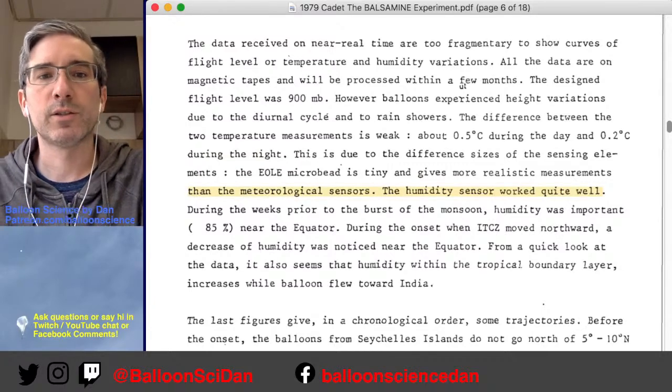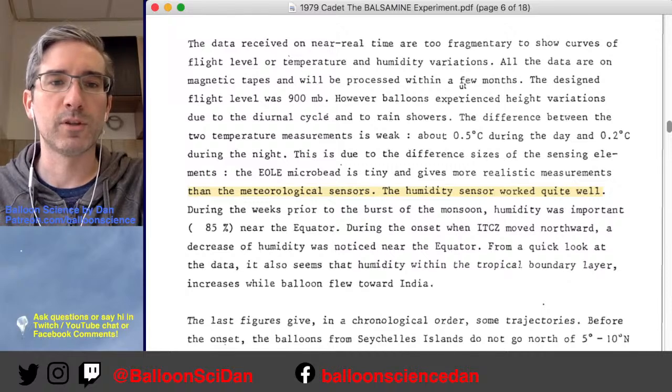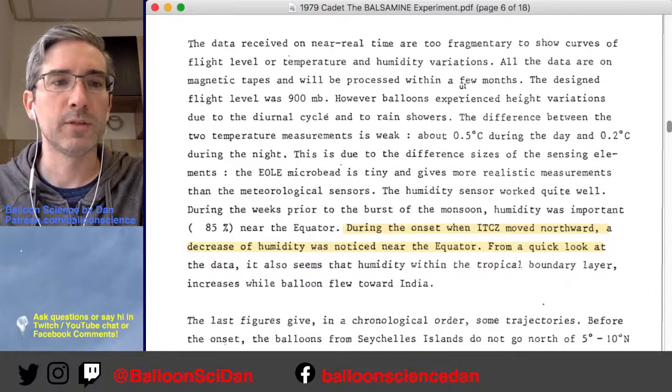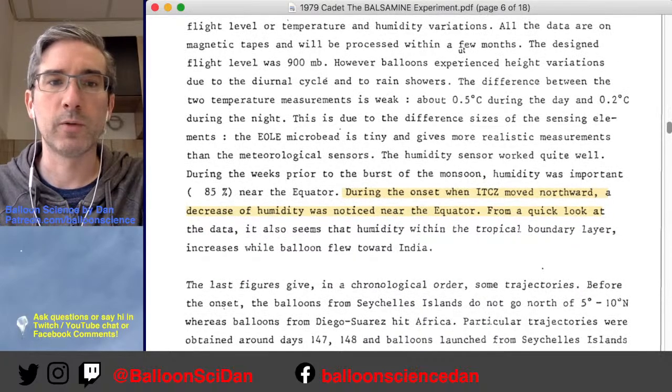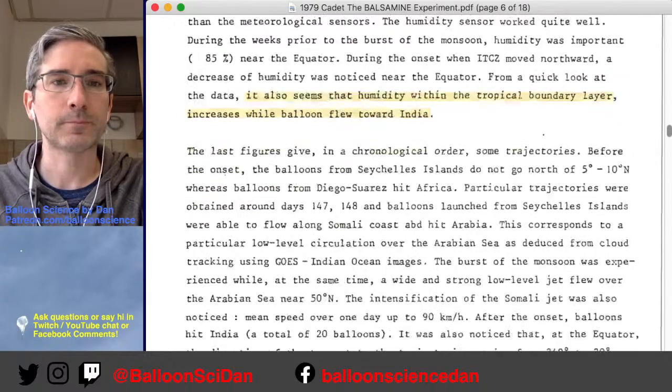The humidity sensor worked quite well. During the weeks prior to the burst of the monsoon, humidity was important, 85% near the equator. During the onset, when ITCZ moved northward, a decrease of humidity was noticed near the equator. From a quick look at the data, it also seems that humidity within the tropical boundary layer increases while the balloon flew towards India.